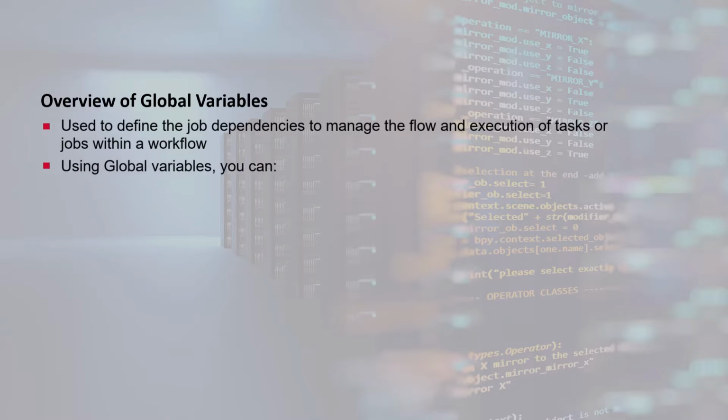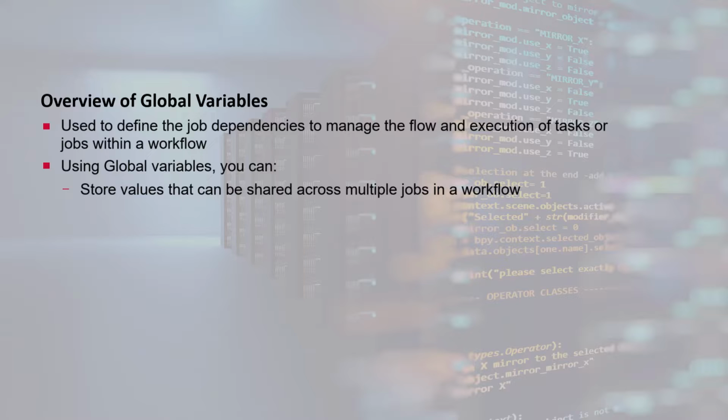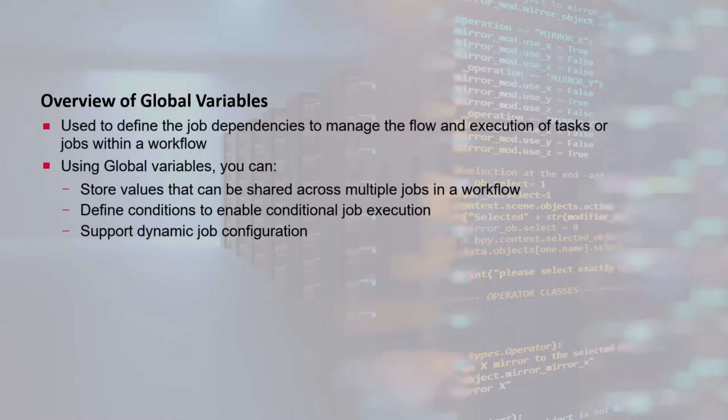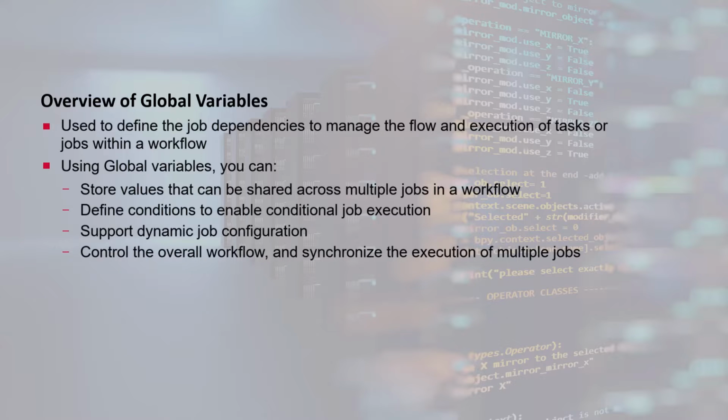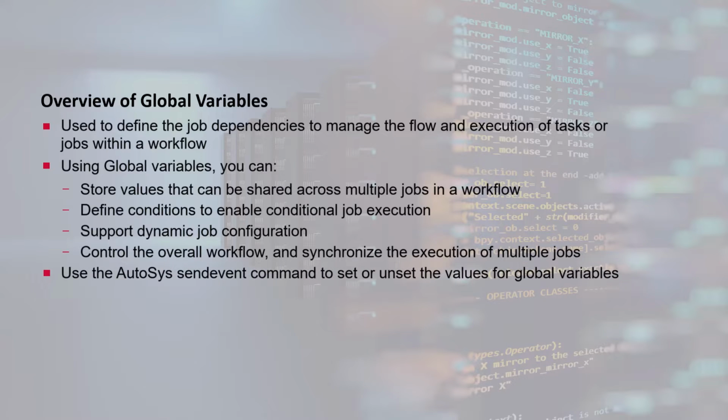Using global variables, the workload automation developers can store values that can be shared across multiple jobs in a workflow, define conditions to enable conditional job execution, support dynamic job configuration, and control the overall workflow and synchronize the execution of multiple jobs. You can use the AutoSys send event command to set or unset the values for global variables.